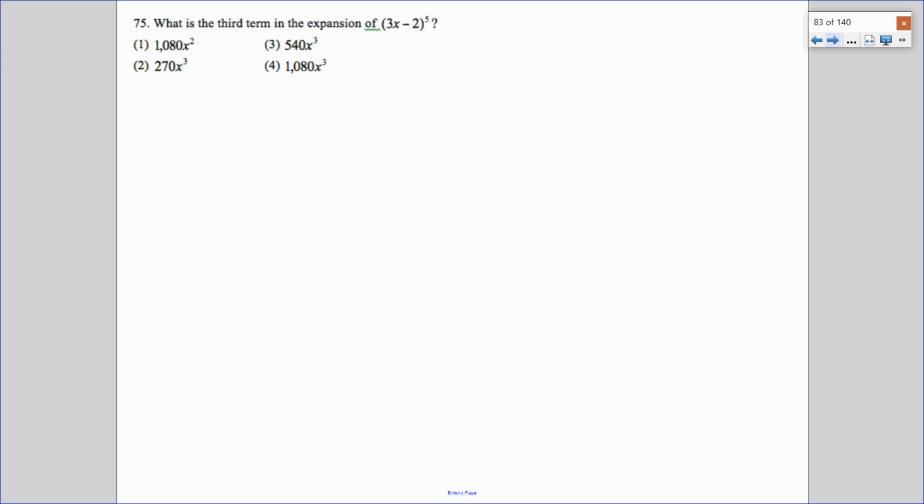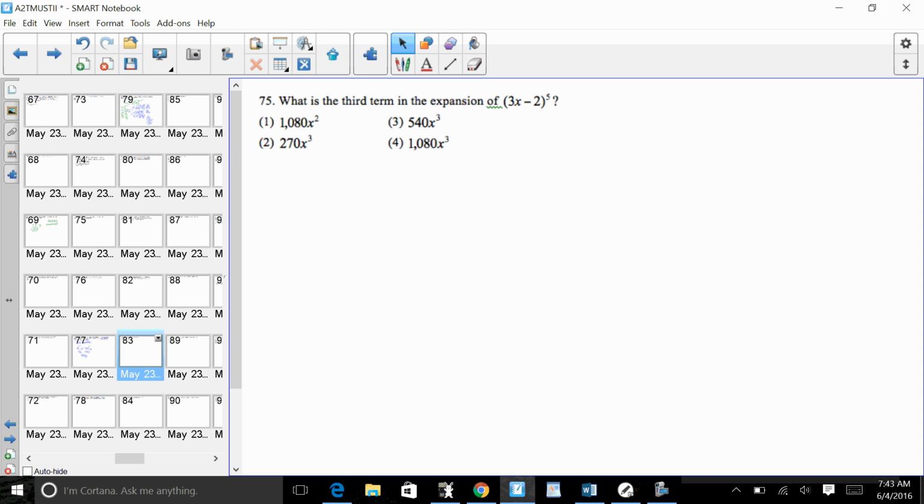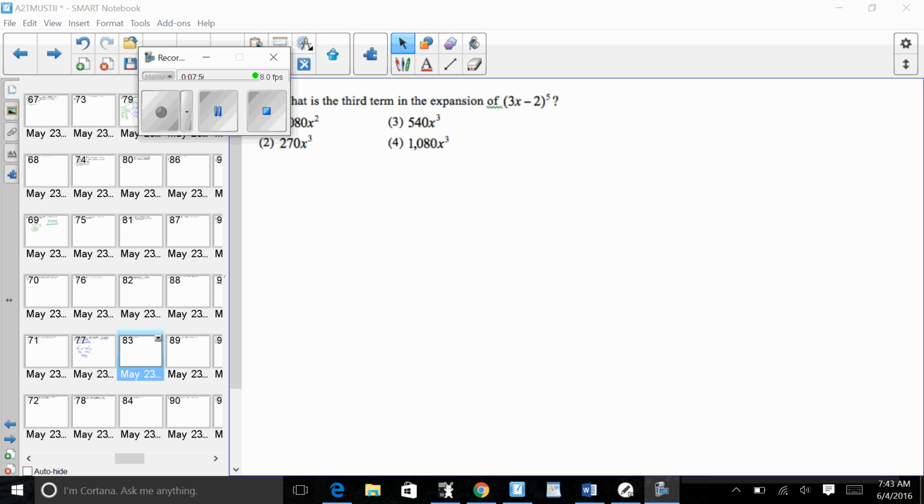Ooh, binomial expansion. I'm going to pause it for just 1 second because I don't know where my keys are and it's kind of bothering me. Got it.